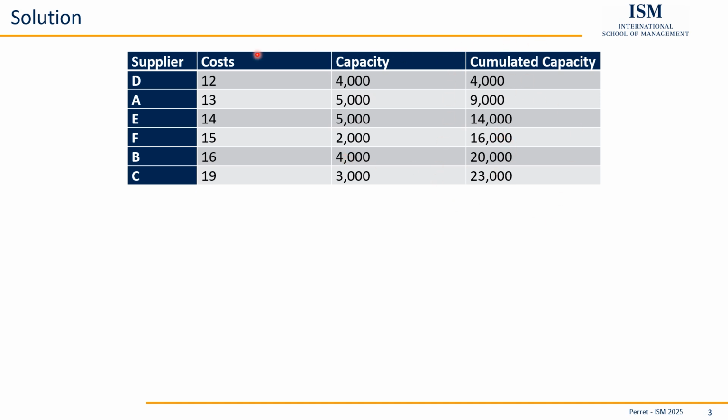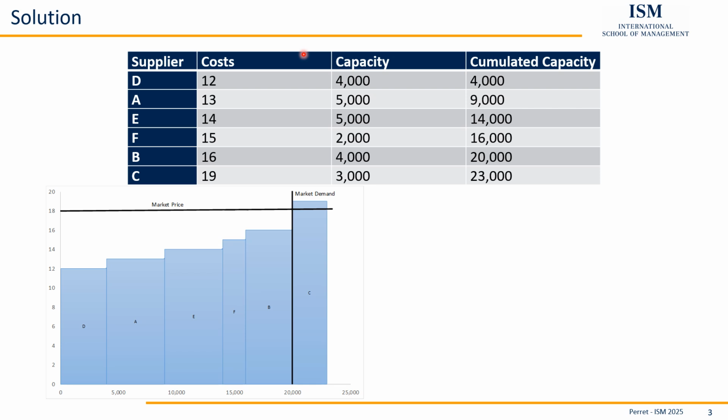With this column and the costs column, I have everything required to calculate my figure representing the market situation, which will look like this. On the x-axis, I'm going to make a vertical line for each of the cumulated capacities. So I start at 0, then I have 4,000, 9,000, 14,000, 16,000, 20,000 and 23,000. Those give the sides of the different boxes describing the supplier situation in the market.